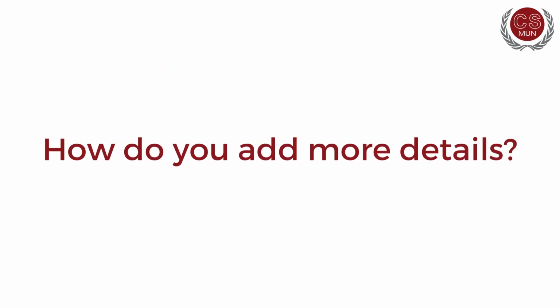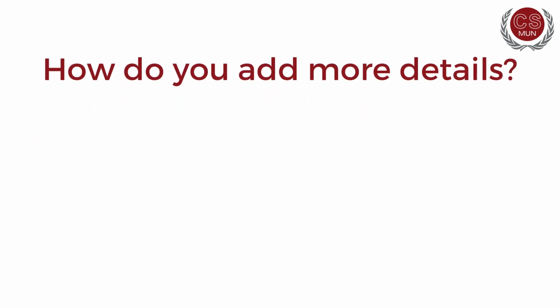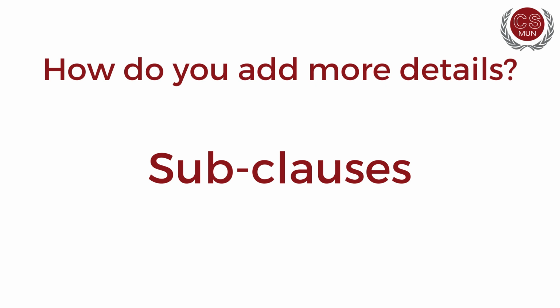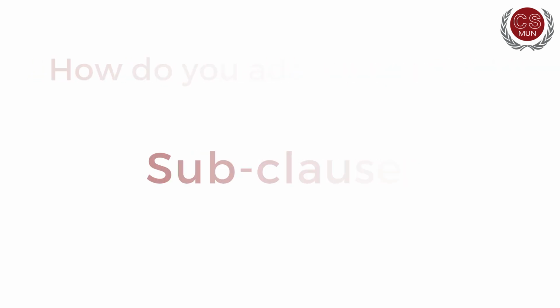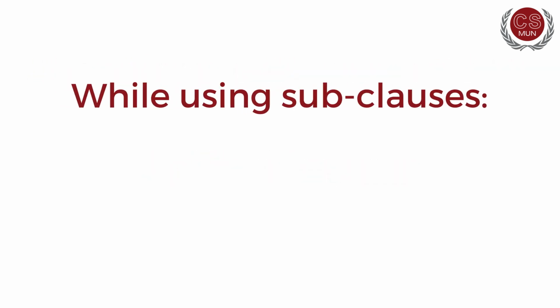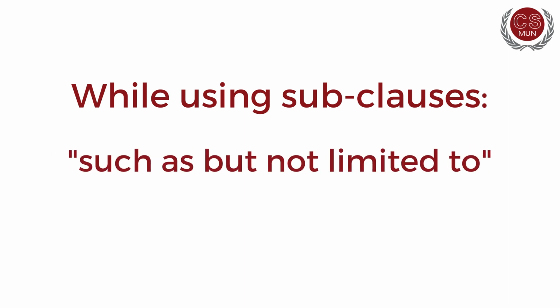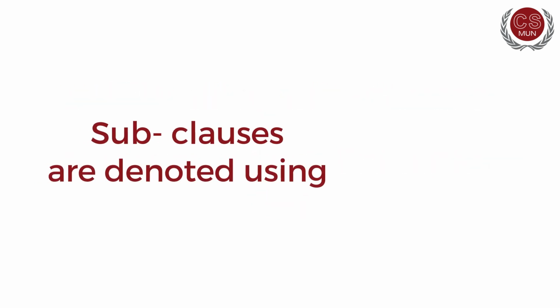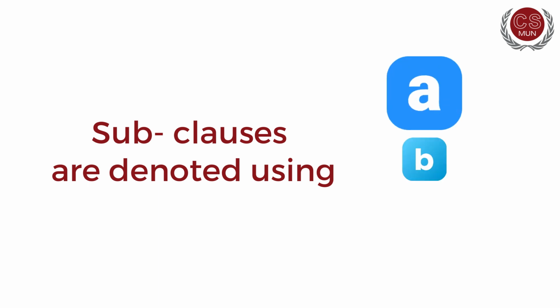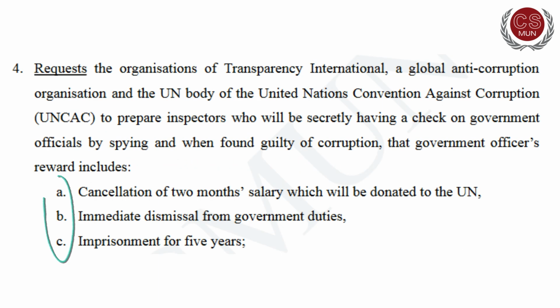So what do you do if you want to add more details to your operative clause? That's where subclauses come in. If you're using subclauses, use phrases like "such as but not limited to" or "by" to demonstrate that the clause has more specifics that need to be discussed. Subclauses are denoted using lowercase letters, like this.